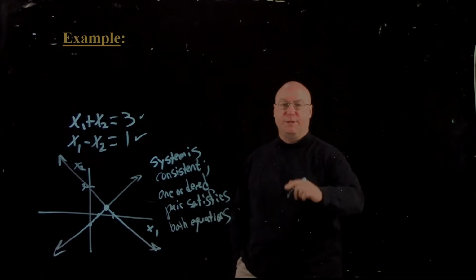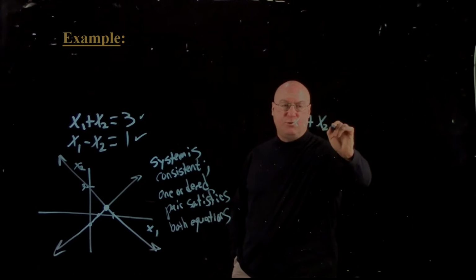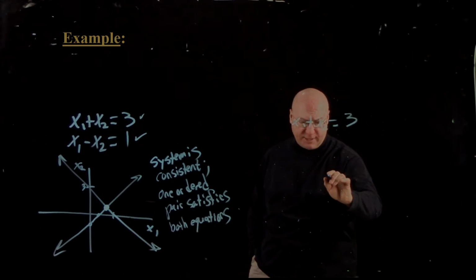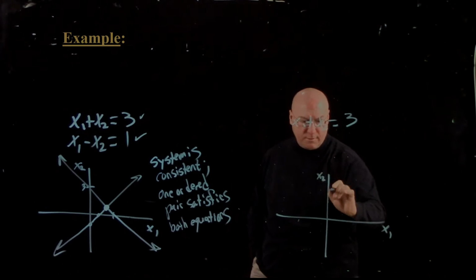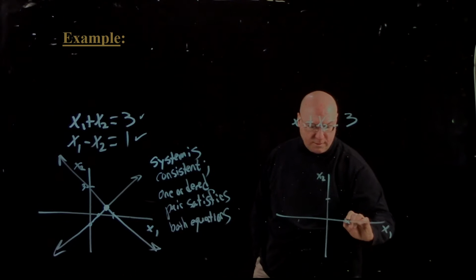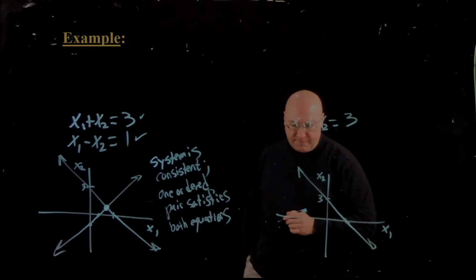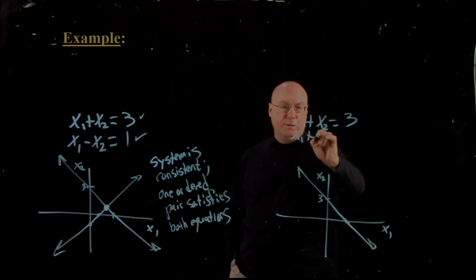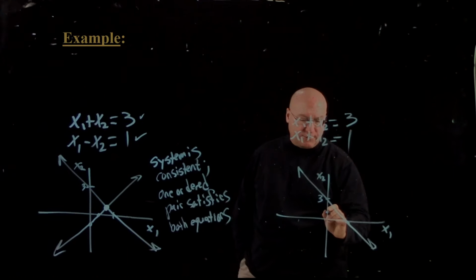All right, well, let's do another example over here. How about x1 plus x2 equals 3? Excuse me, so I have the same thing that I had before for the first one. I have that line, and that's intersecting at 3. And suppose I have x1 plus x2 equals 1. Well, look, those are parallel lines, right?